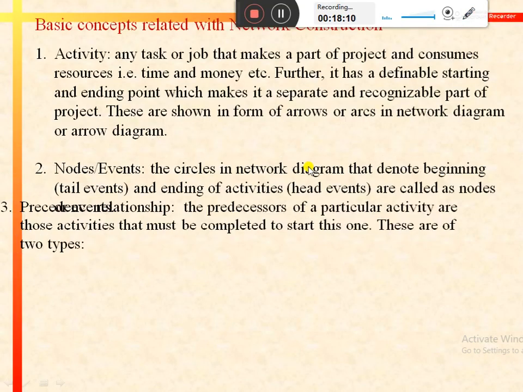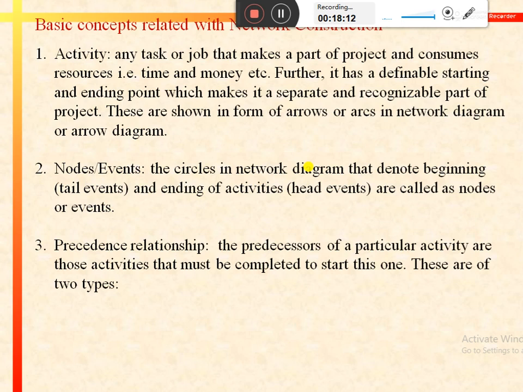The third basic concept is precedence relationship. It means the predecessors of a particular activity are those activities that must be completed to start this one. So that means to start any activity, all the preceding activities of that activity must be completed. Only after that can a particular activity be started.